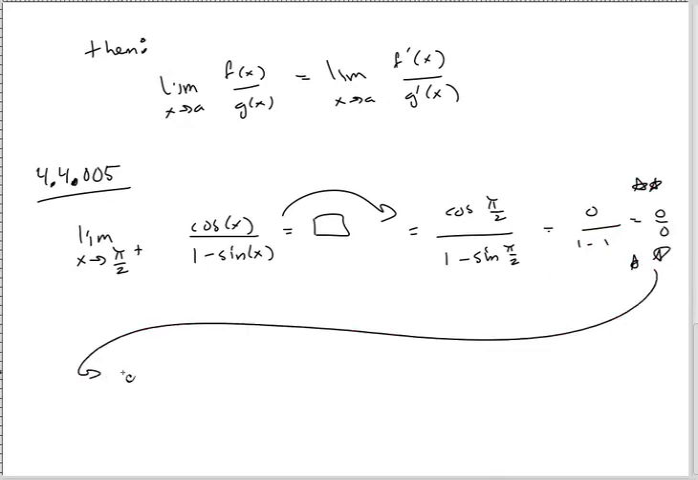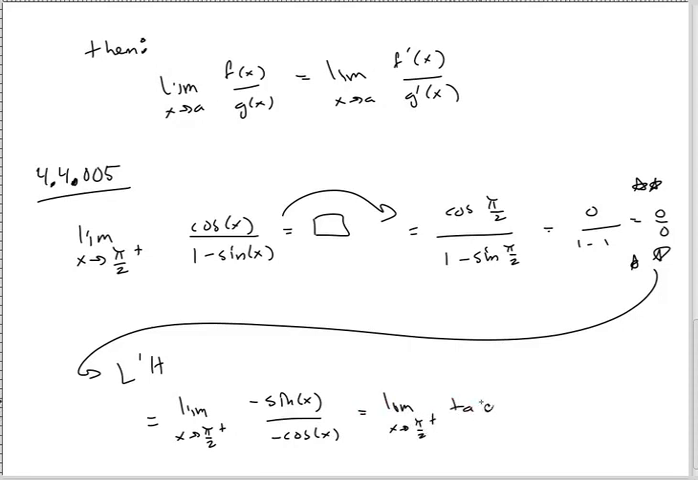Well, you do L'Hôpital's. I just denote it with LH. Then we can basically take the derivatives of the top and bottom separately, thankfully, and get a new answer. The derivative of cosine is negative sine. And the derivative of 1 minus sine, the 1 goes away, and negative sine goes to a negative cosine. The two negatives cancel, and what you essentially have here is a positive tangent.